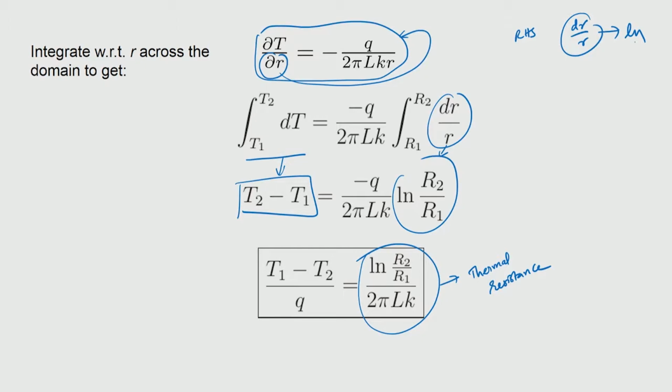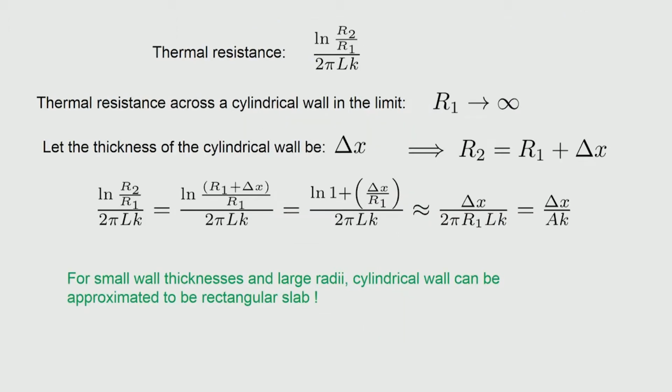Now, we will see what happens when the inner radius of the cylindrical wall is very large. So, we take up the thermal resistance expression and we look at what happens in the limit of r1 tends to infinity, which means that we take the delta x to be very small compared to r1, and if it is very small, then it also means that r2 is equal to r1 plus delta x, and we can also approximate r1 r2 as approximately r1 square.